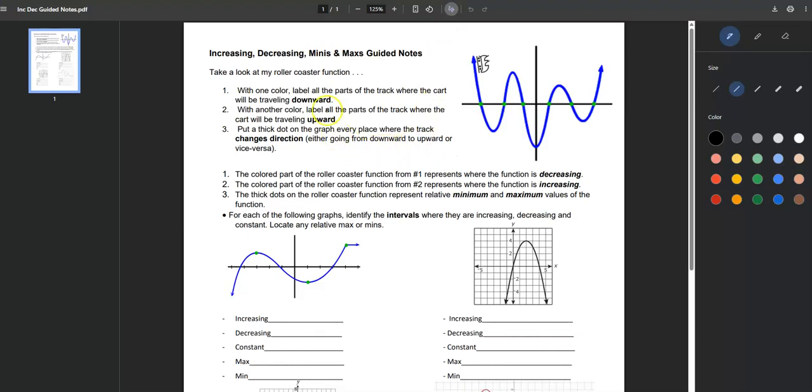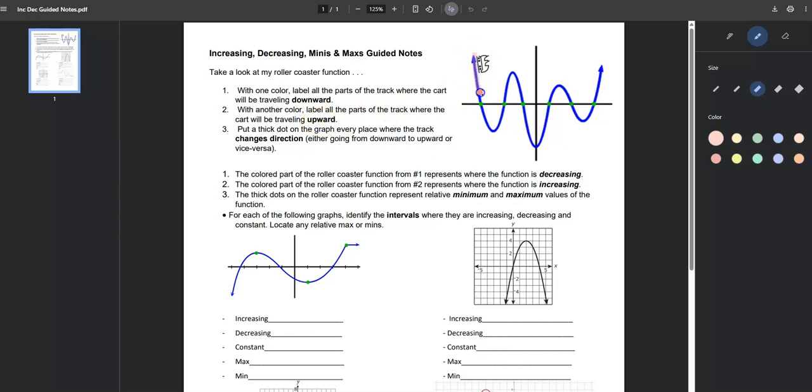So, again, we're looking at increasing and decreasing and then minimums and maximums with this. So one way to think about this and help you learn how to identify those intervals of increasing, decreasing, and where the maximums are, is think of this. If I had a roller coaster that moved up and down like this, and I wanted to highlight the parts where it goes down and up, I could do that.